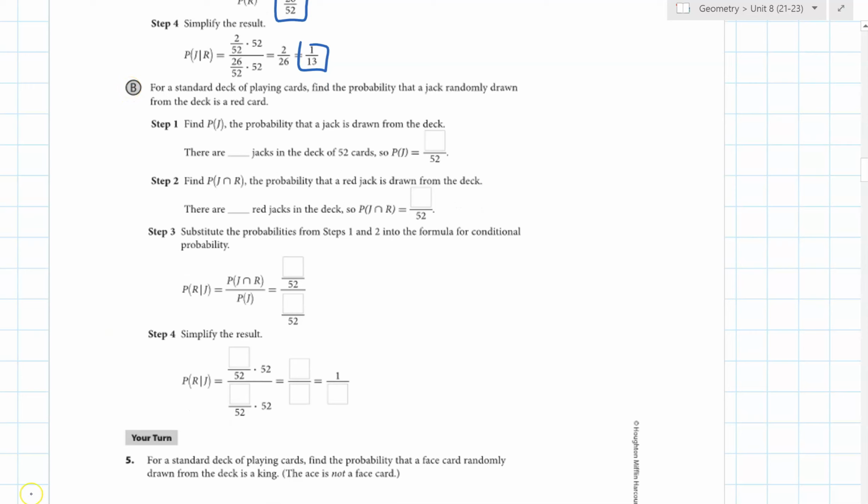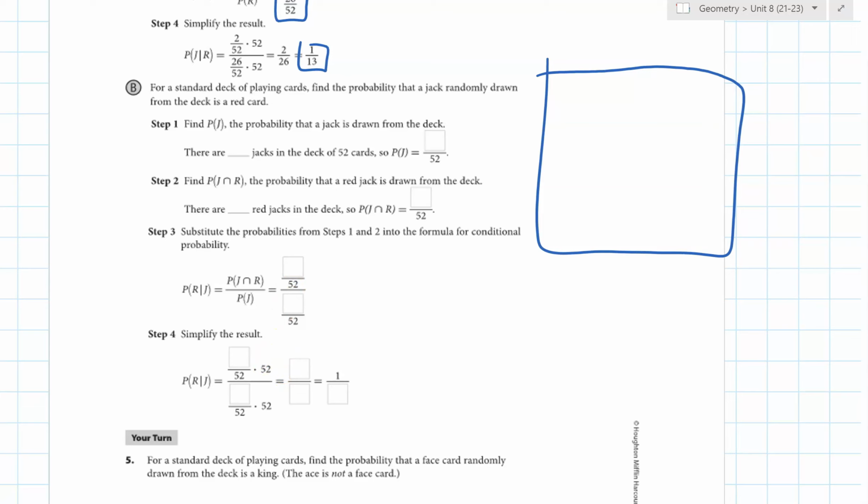Press pause on your player. See if you can fill in all the blanks for example B. That's using the formula. In their example, they're using the formula all the way through. So what you might want to do is try this problem over here on the side without the formula, see what you get, and then work through filling in the blanks in the text and see if you get the same answer using the formula. Go ahead and press pause, and after you're done completing all 4 steps for example B, press play and see how you did.